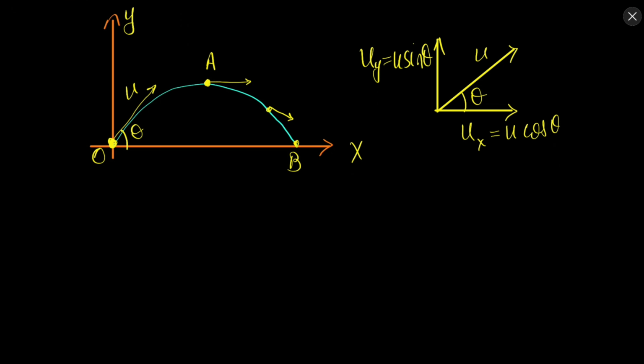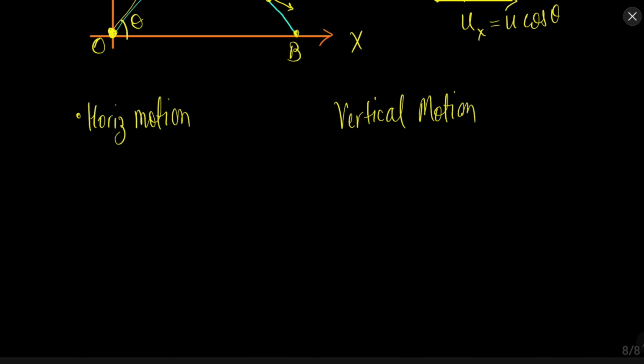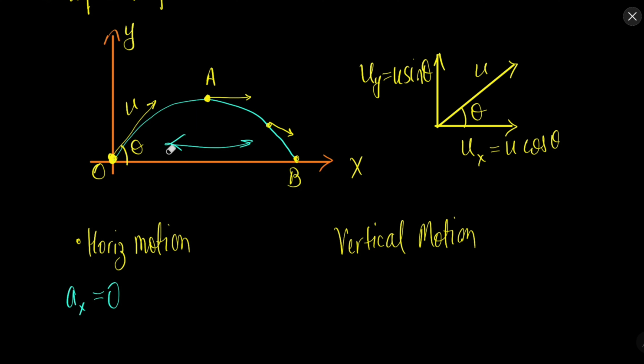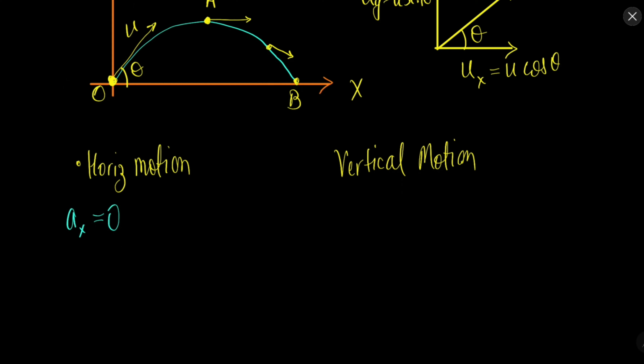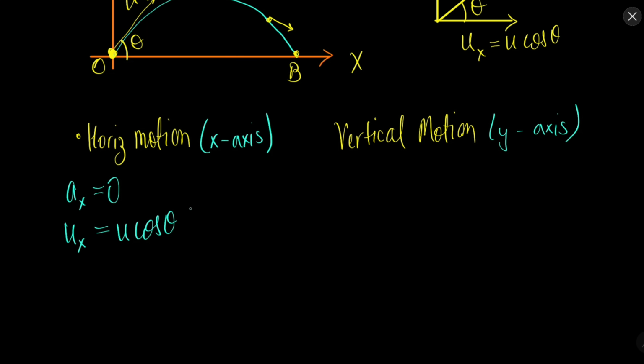Now we will describe the horizontal motion separately and the vertical motion separately. So for horizontal motion, what do we have? The acceleration is 0. There is no acceleration in the x-axis. The only acceleration is in the y-axis because of gravity, acceleration due to gravity. So acceleration in the x-axis is 0, where horizontal is the x-axis and vertical is the y-axis. Secondly, the initial velocity in the x-axis is u cos theta, as we found out.